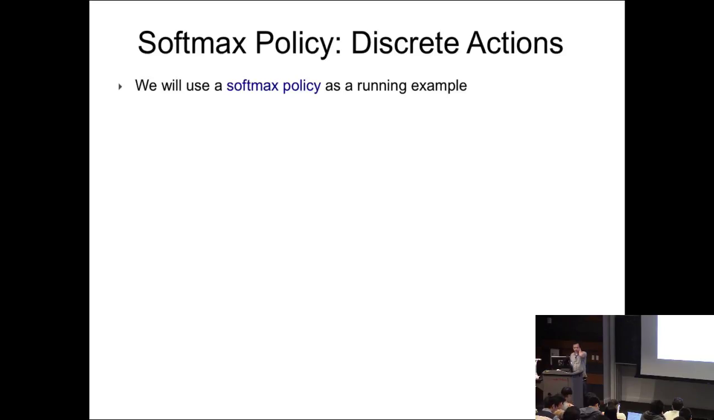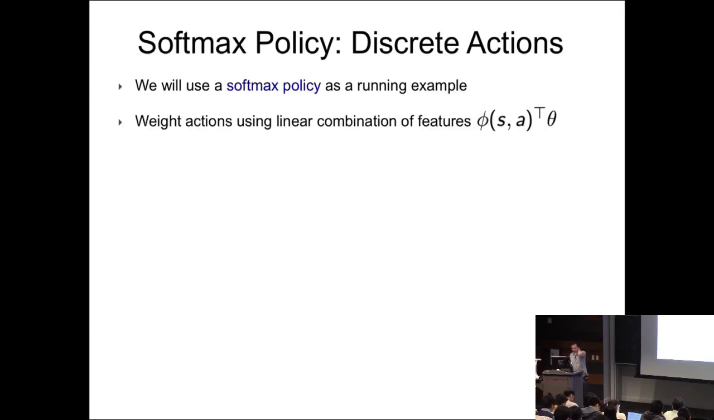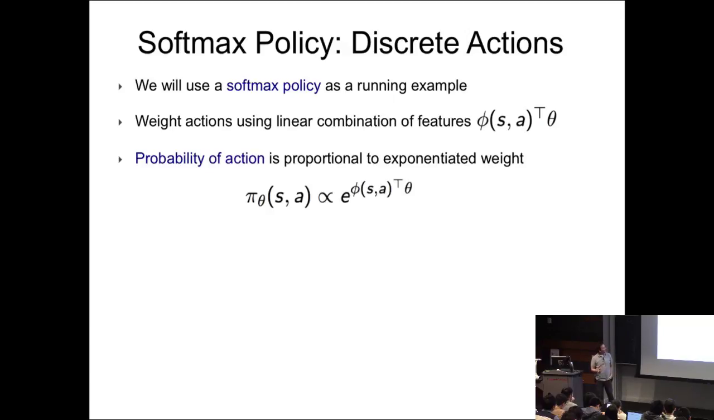So let's look at the softmax policy. Let's say we're looking at the discrete actions as a running example. And let's say that for now, we're going to be weighting actions using some linear combination of features. So you come up with some features, you take the weighted average, you pass it through the softmax function, and you get the probability of taking an action.